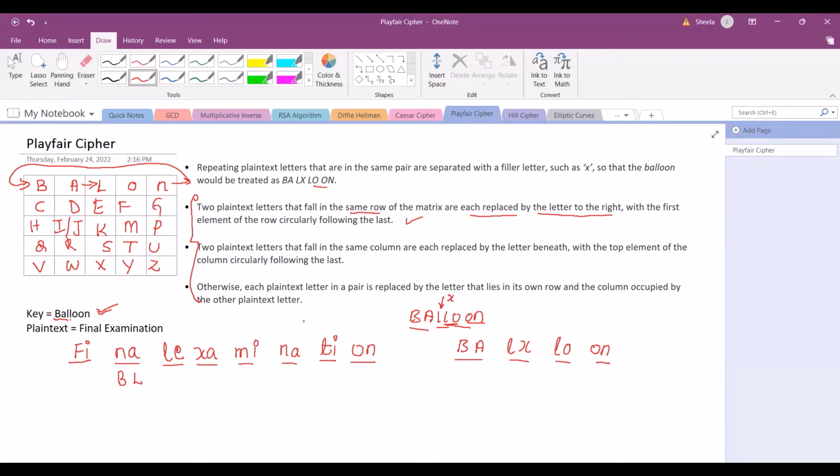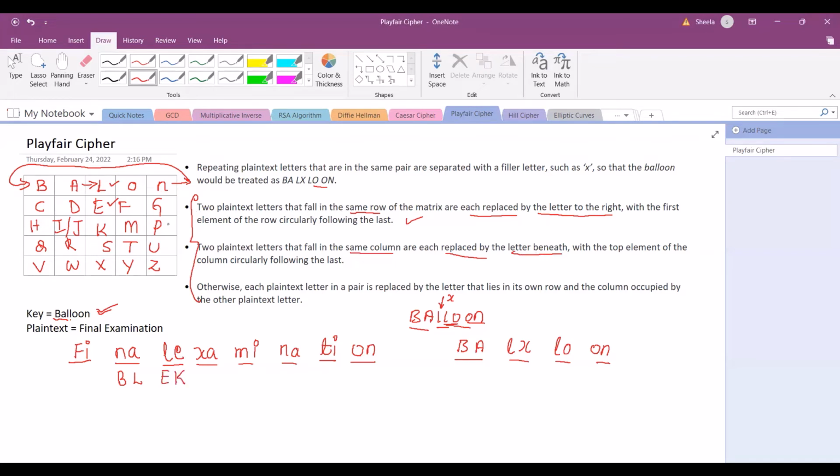Similarly, when the letters fall in the same column, here we can consider the next digram LE. Here we can observe that L and E are in the same column. In that case, what do we have to do? We have to replace each with the letter beneath, that is, whichever letter is below it. Below L we have E, and below E we have K. So the corresponding ciphertext for LE will be E and K.